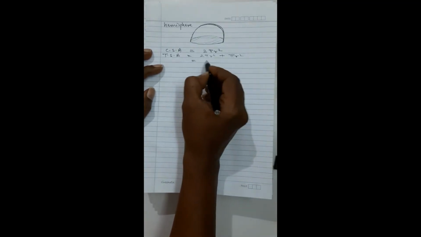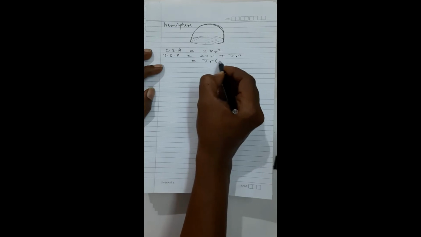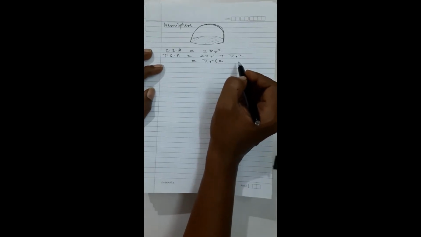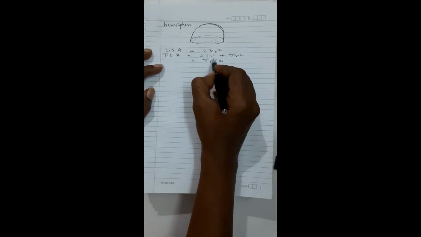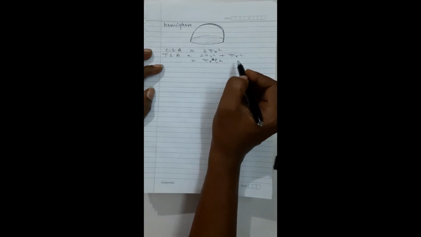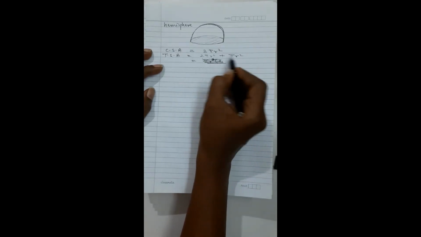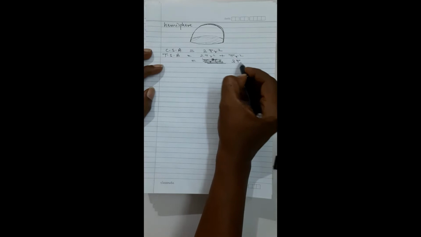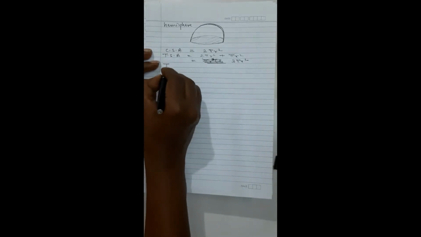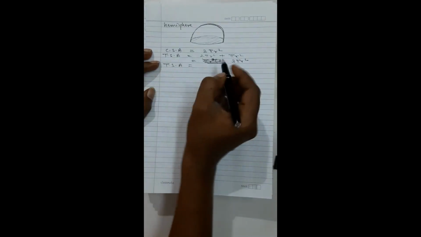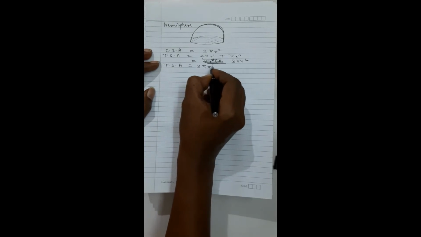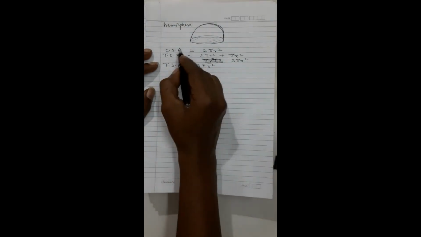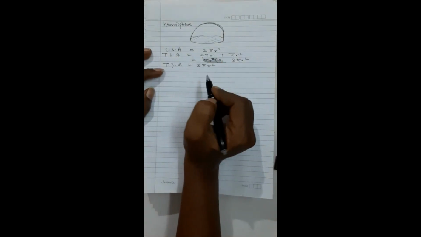This 2 pi r square plus pi r square is 3 pi r square. This will be the total surface area. Curved surface area 2 pi r square, total surface area 3 pi r square.